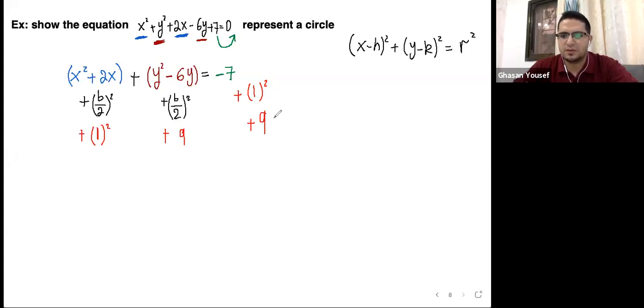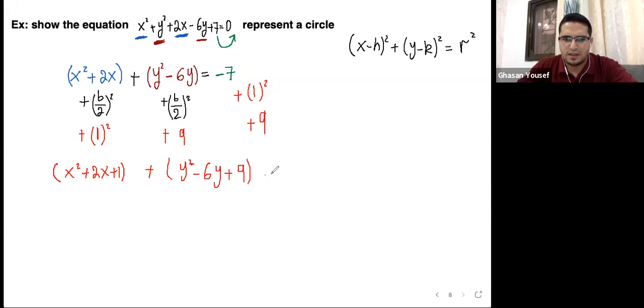Okay, here I got another question about where you get the 1 squared. I did the 1 squared by dividing 2 over 2 squared. 2 over 2 is 1, squared. Now my new equation will look like this: x squared plus 2x plus 1, plus the new parentheses here, y squared minus 6y plus 9, and on the other side I get minus 7 plus 1 plus 9.